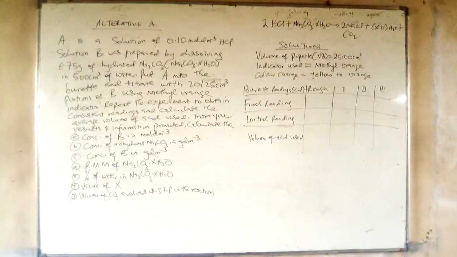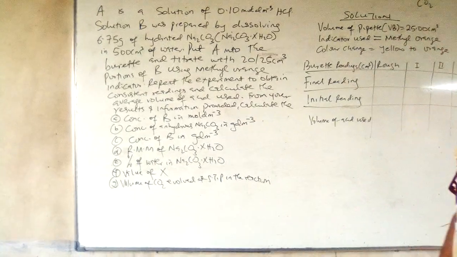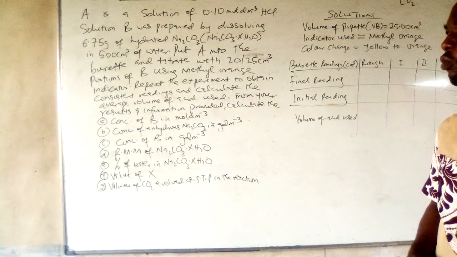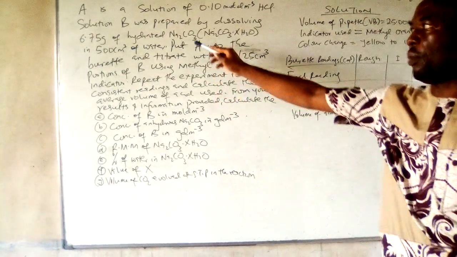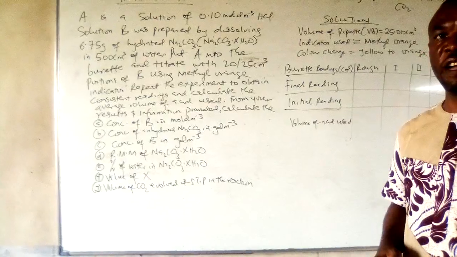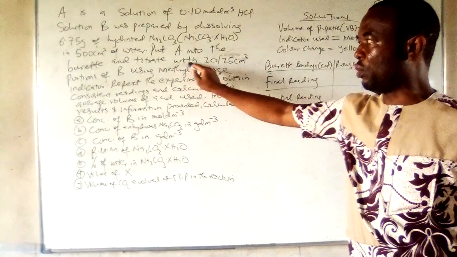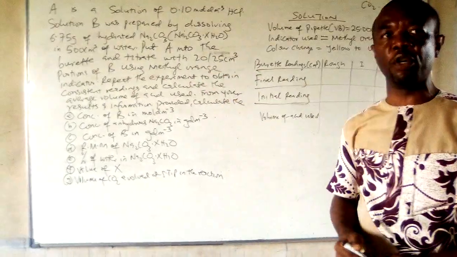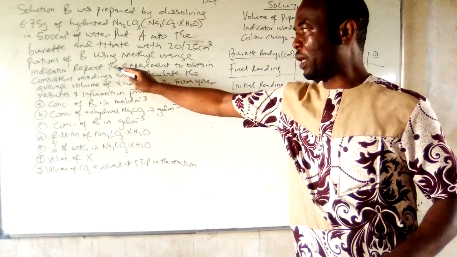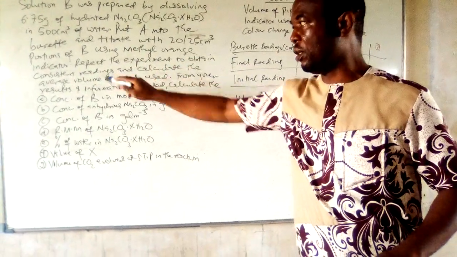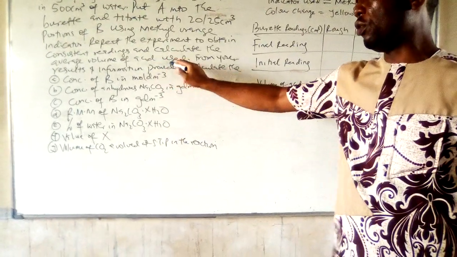The question says A is a solution of 0.1 mole per dm cube HCl. Solution B was prepared by dissolving 6.75 gram of hydrated sodium carbonate in 500 cm cube of water. Put A into the burette and titrate with 20 or 25 cm cube portions of B using methyl orange as the indicator. Repeat the experiment to obtain consistent readings and calculate the average of acid yields.